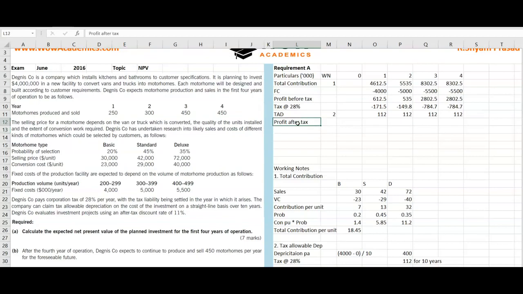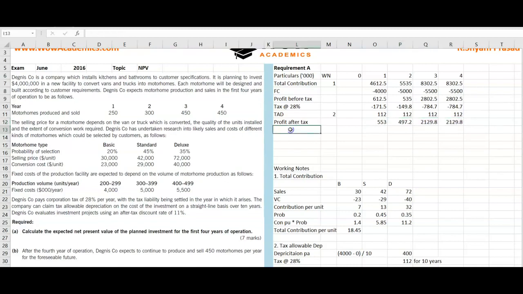So profit after tax is simply a sum again. So sum, how many numbers we have? Profit before tax to tax allowable depreciation. We add all the numbers. We got all the numbers and we put them together. So we got our profit after tax.